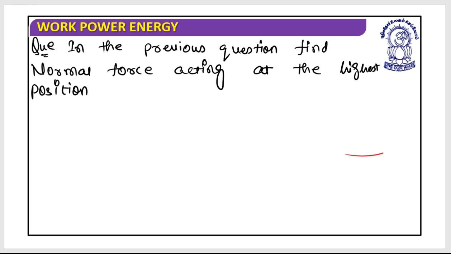The situation was something like this. This was the situation, and this is at the highest position. The velocity at the highest position was root of 4gr, and the object will be moving something like this, because it is moving in this trajectory. So now what do you want? You want the normal force. How will you do this?